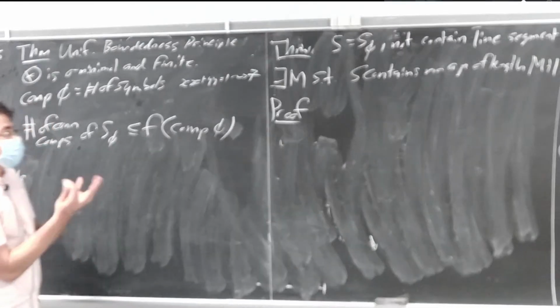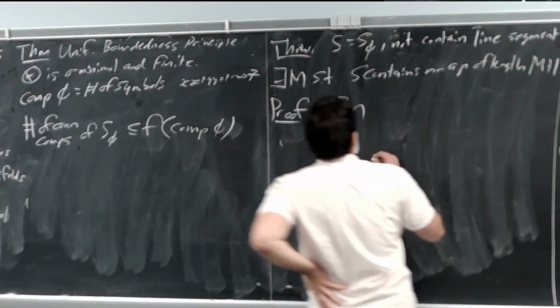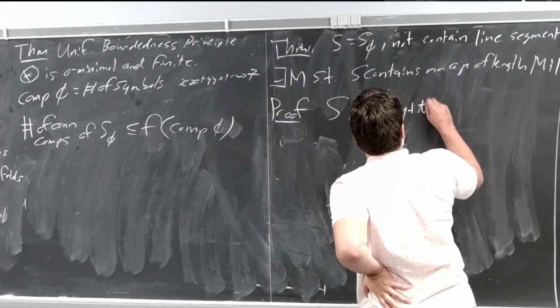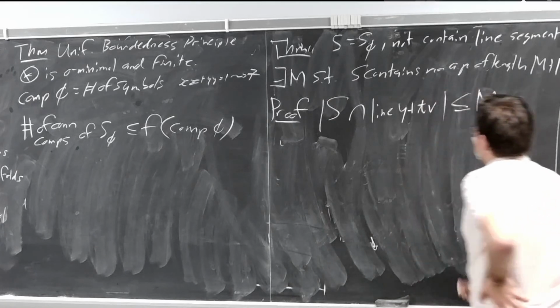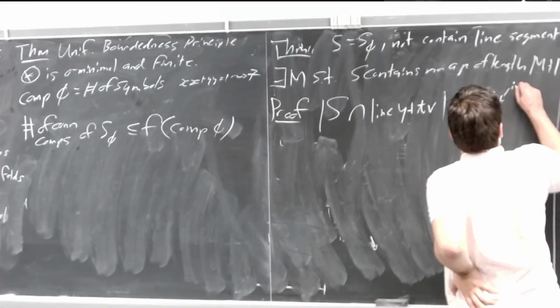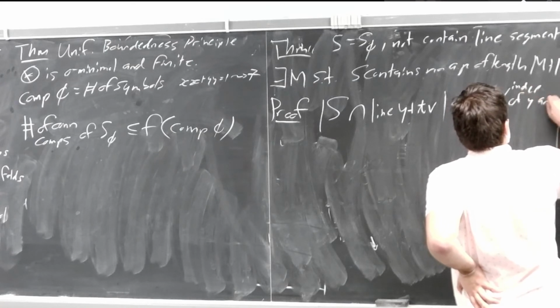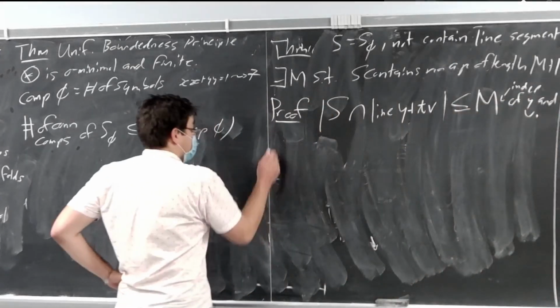Well, we're actually going to prove a stronger statement: that S intersected with any line y plus tv is upper bounded by some m, which is independent of y and v. We're going to prove a stronger statement, not about arithmetic structure, but literally the number of points of intersection with a line segment. So how am I going to do this?